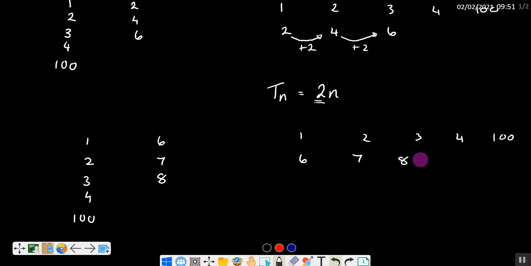1 plus 5 is 6, 2 plus 5 is 7, 3 plus 5 is 8. So it looks like you take the number of the term, which is n, and you don't multiply by 2 or by 3 this time, you add 5. So this one is n and add 5.